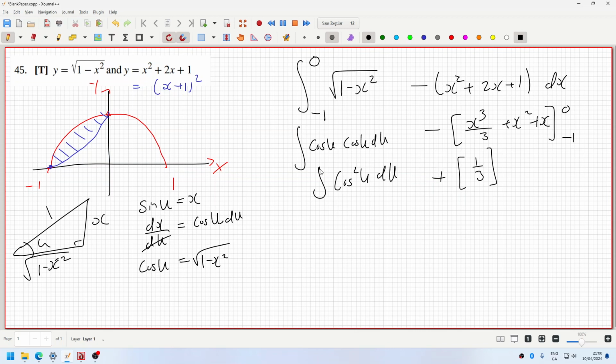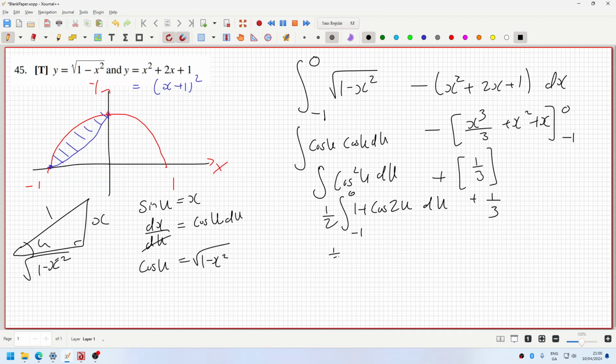And we have a trig rule for cos squared. It's a half, 1 plus cos 2u, du, plus a third, from -1 to 0. Because cos 2u is cos squared minus sine squared. And 1 is cos squared plus sine squared. So the sine squareds cancel, leaving you with just 2 cos squared. Divide by 2, so that's cos squared.